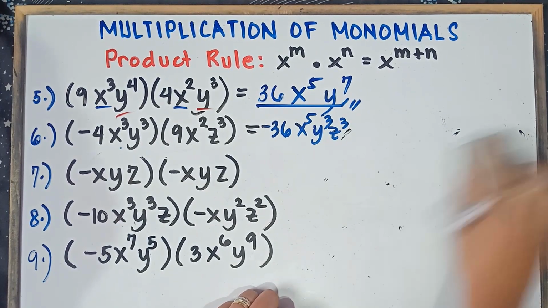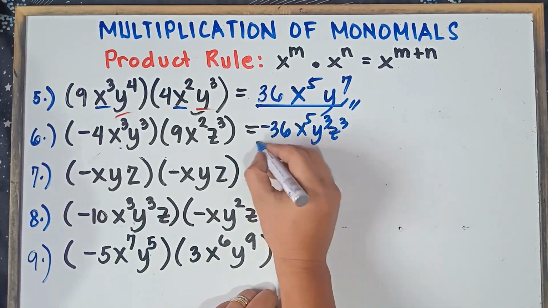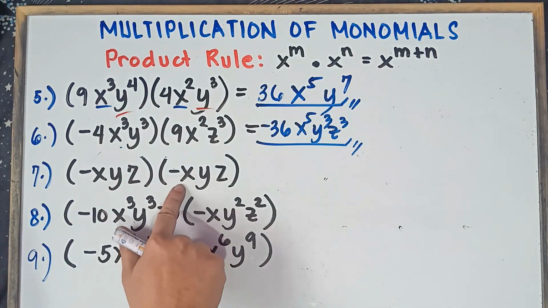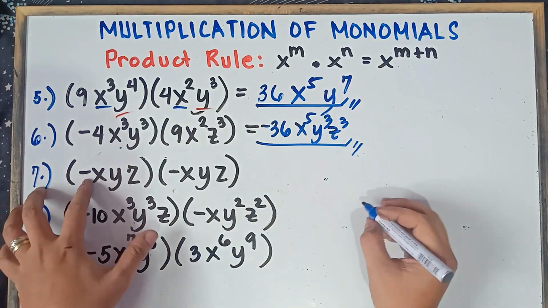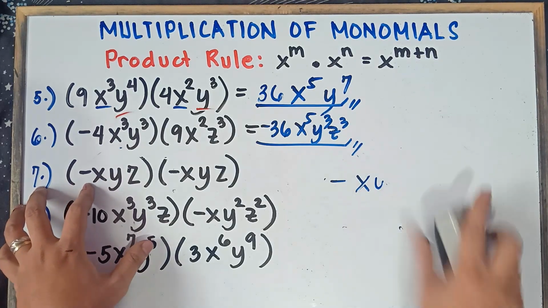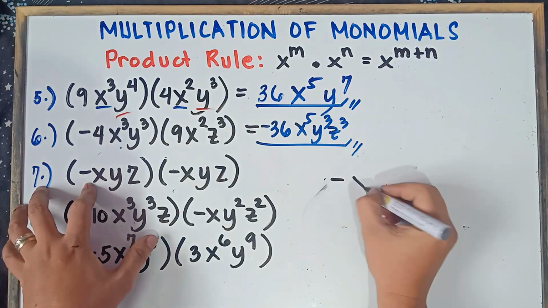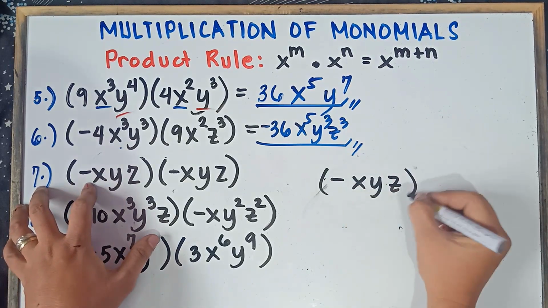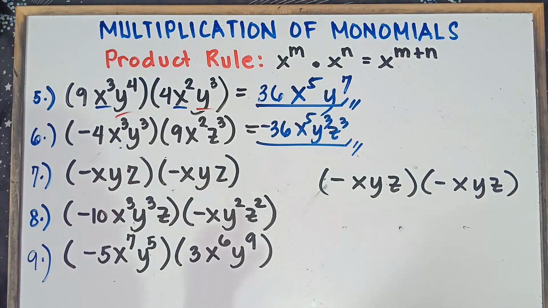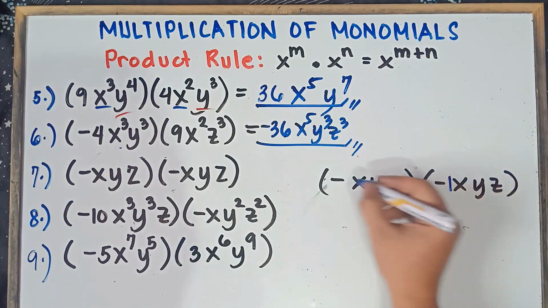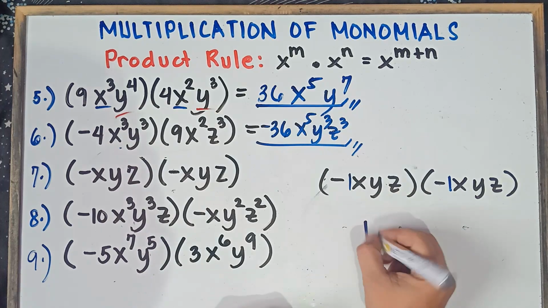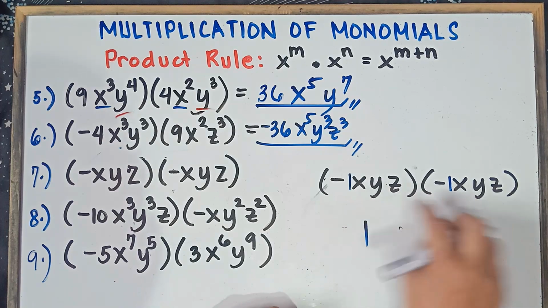Alright, so let's have example number 7. Alright, so for number 7, negative times negative, that would be positive. So once again, class, understood that there's 1 here. So let me just explain this one. Negative x, y, z times negative x, y, z. So once again, class, if you didn't see any number, understood that there's number 1 here. So negative 1 times negative 1, of course, that would be positive 1. And then same base for x.